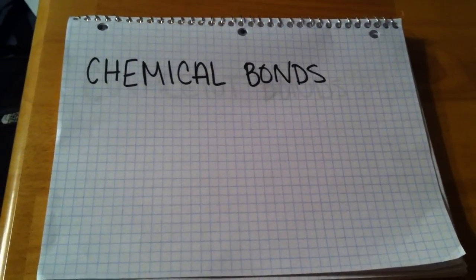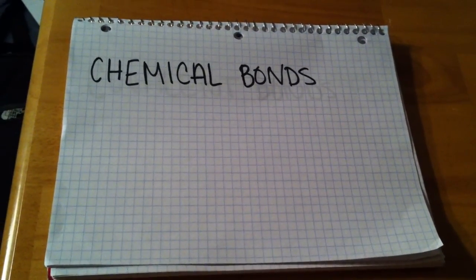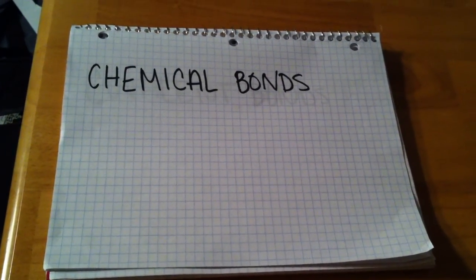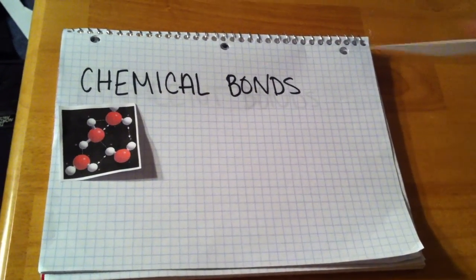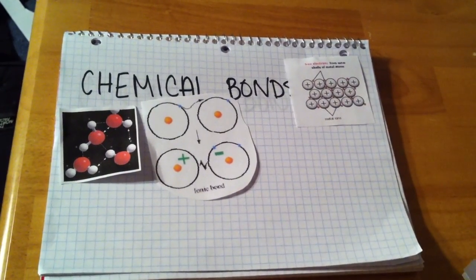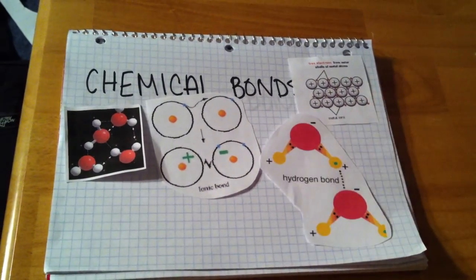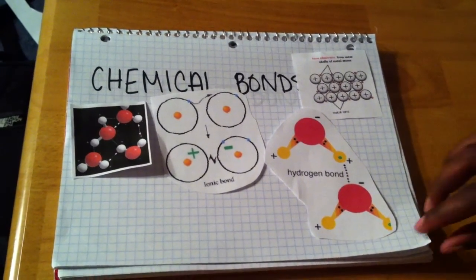Today I will be talking about chemical bonds. Chemical bonds join together atoms in a compound. There are four types of chemical bonds: covalent, ionic, metallic, and hydrogen. The two most common bonds are covalent bonds and ionic bonds.